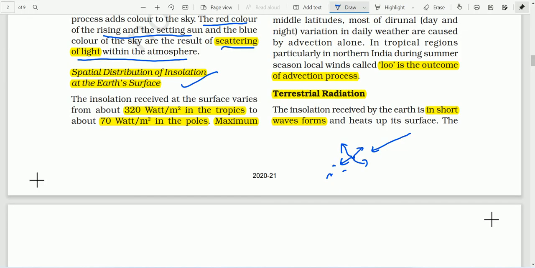The last part, see, about the spatial distribution of insolation at the Earth's surface. We have learned that there is variation in the amount of insolation received by the Earth from place to place. The insolation received at the surface varies from 320 watts per square meter in the tropics to about 70 watts per square meter at the poles. That means we get a greater amount of solar energy in the tropical areas as compared to the polar areas.